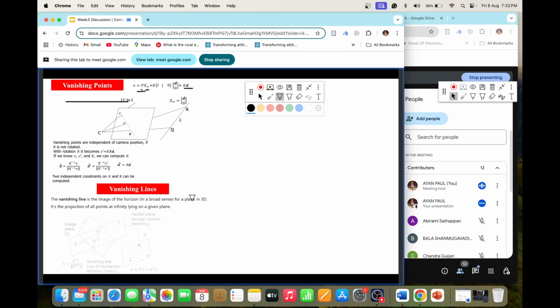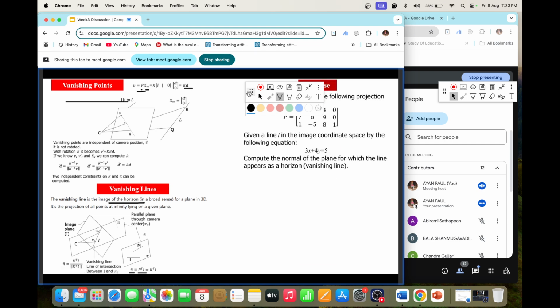Now about vanishing lines. Vanishing line is the image of the horizon for a plane in 3D, and the projection of all the points at infinity lying on the given plane. Again, no need to understand all this, just do the P transpose L. If L is your vanishing line, you will get a plane regarding the vanishing line. So if this vanishing line is in the image plane, in 3D space you will get a plane, and this plane is known as the image of the horizon. Okay, so let me solve one question, it will be more clear.